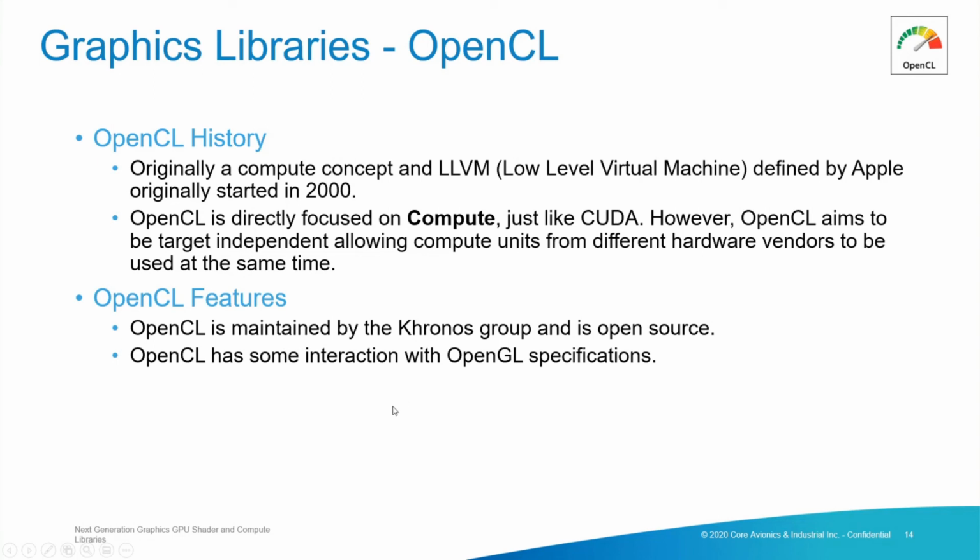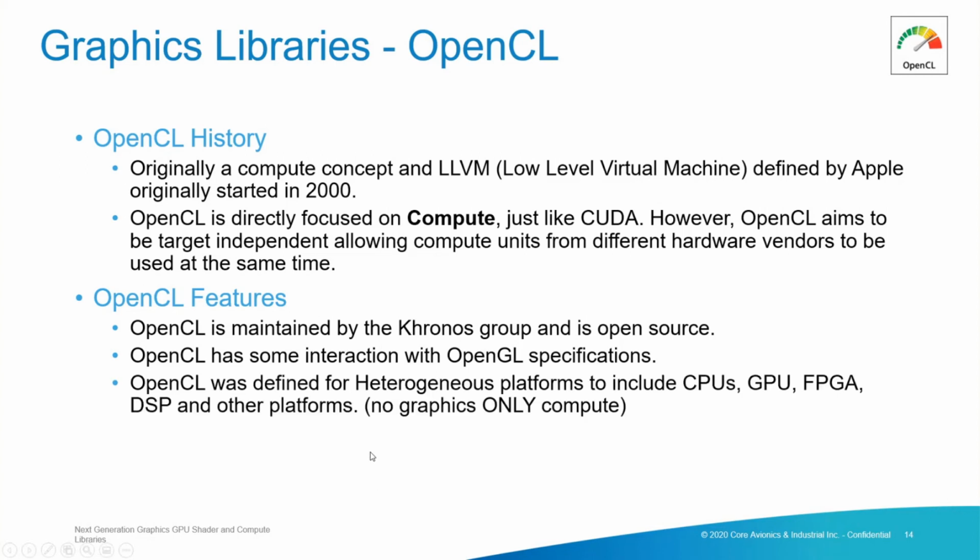OpenCL also has some interaction with OpenGL because the code has to be downloaded to the GPU in some way. And typically that's using a compiler which is linked to this LLVM called SPIR. We're going to talk about that later. You can see how that works.